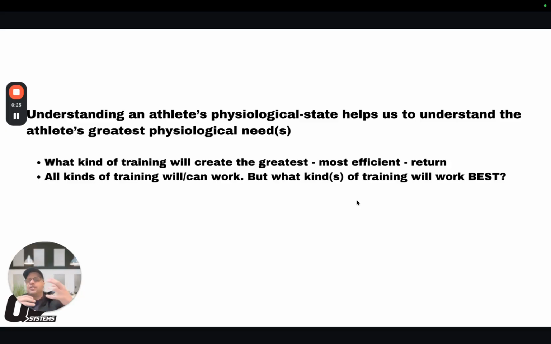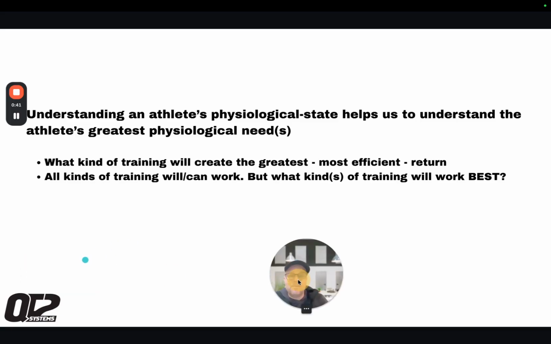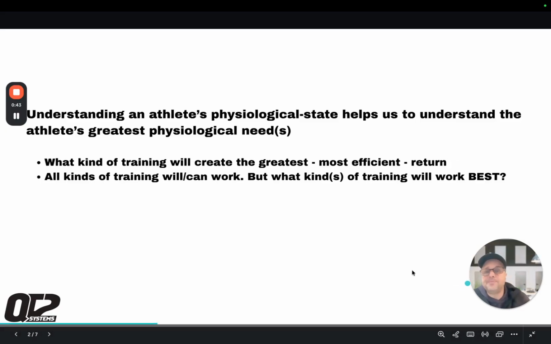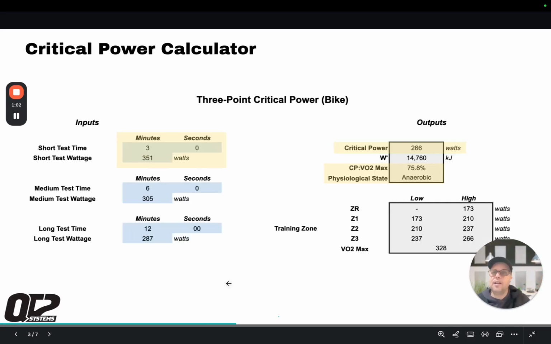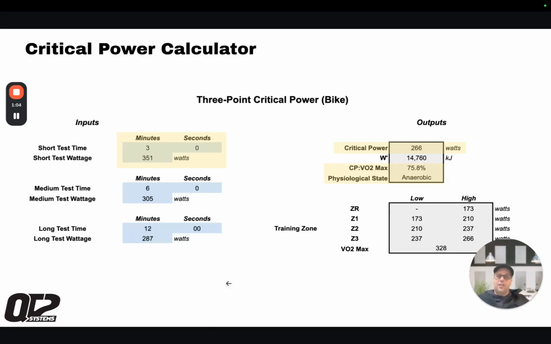That means it helps us to understand what kind of training will create the greatest or really the most efficient return on their training investment. Anytime we are coaching an athlete or working with an athlete, our aim is to maximize that athlete's return on training investment, to get the most out of what they're doing when they're doing it. So that's to say that as long as you're doing endurance type training, most training will work in some kind of a way. But really the question is, and what this aims to answer, is what kind of training will work best. So, what is the physiological state?